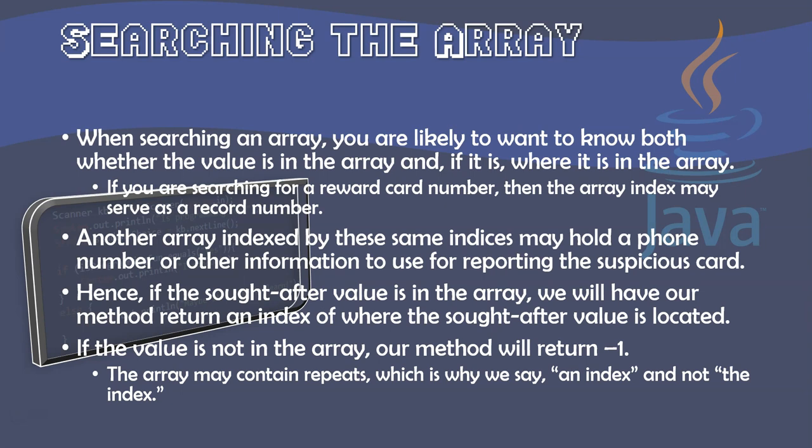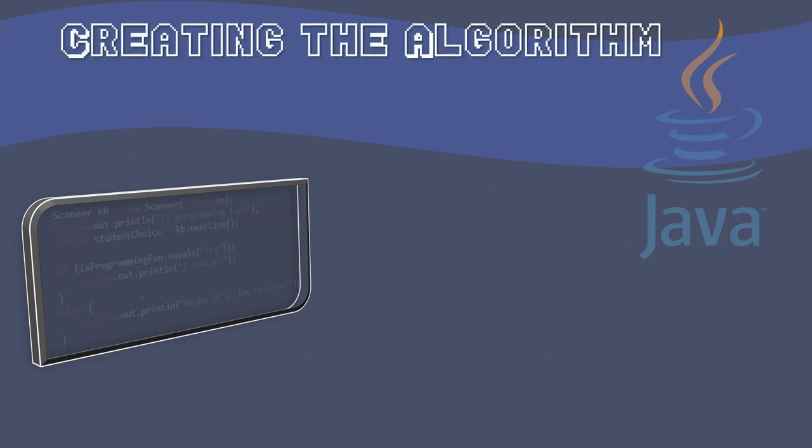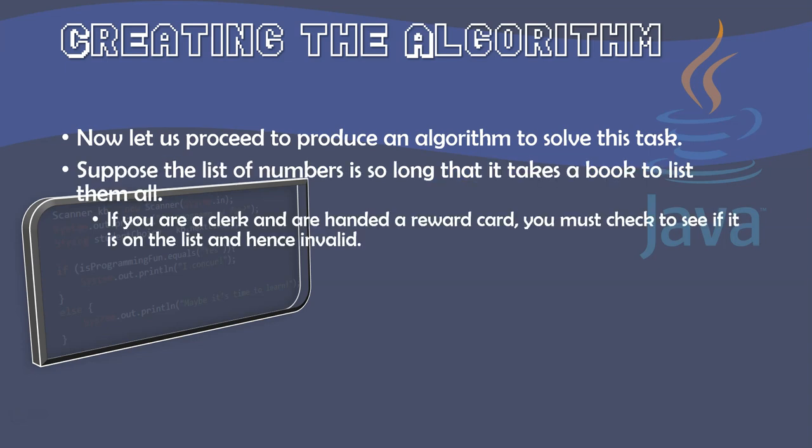So one thing to keep in mind, though, is our array may contain repeats, which is why we say an index, not the index. So let's actually start working on creating our algorithm. We need an algorithm that's going to help us solve this task. Suppose the list of numbers is so long it takes a book to list them all. We have thousands upon thousands of numbers. If you're a clerk and are handed a reward card, you must check to see if it's on the list and hence if it's invalid. So how do you proceed with this task?